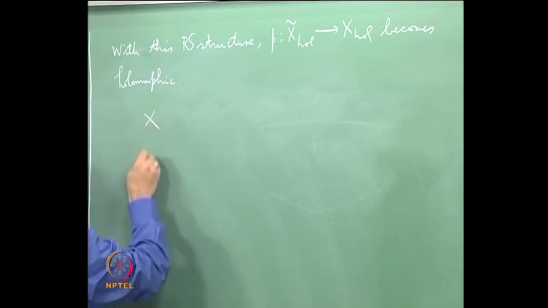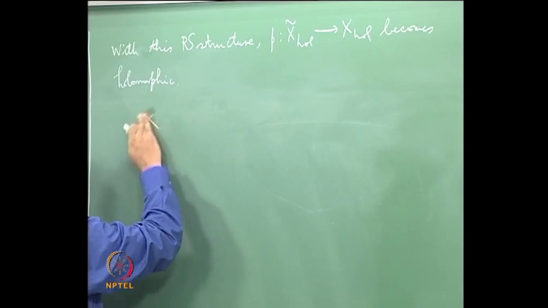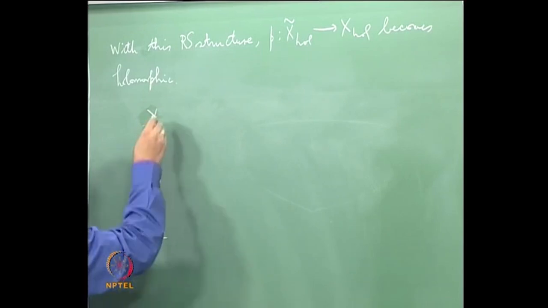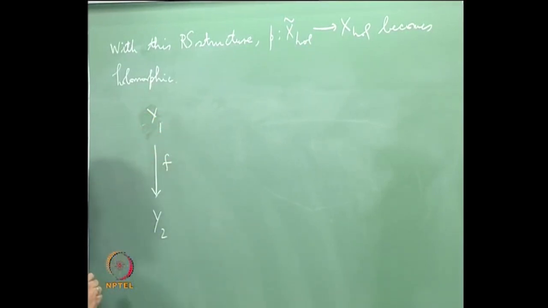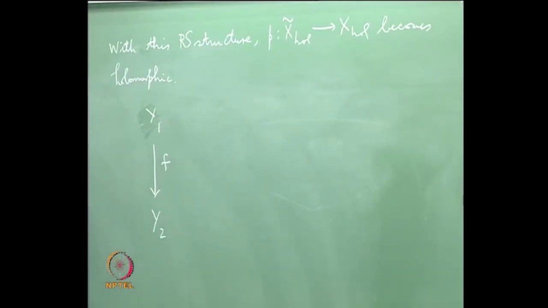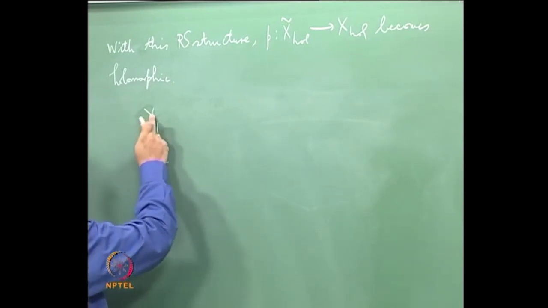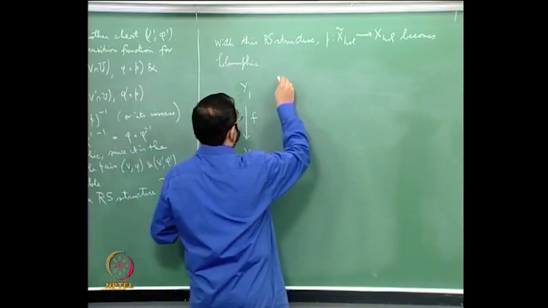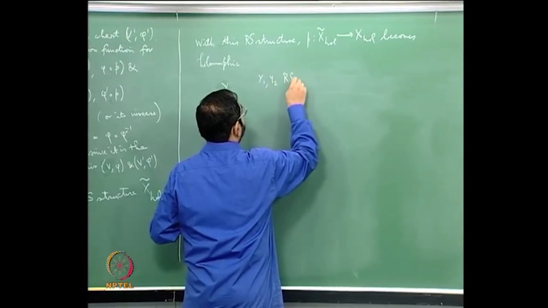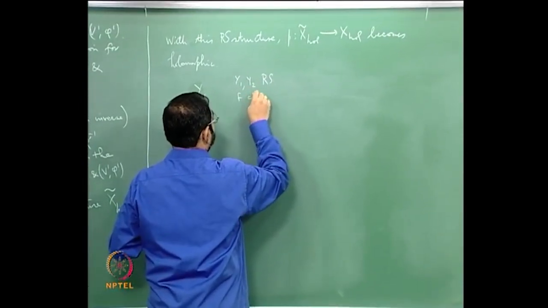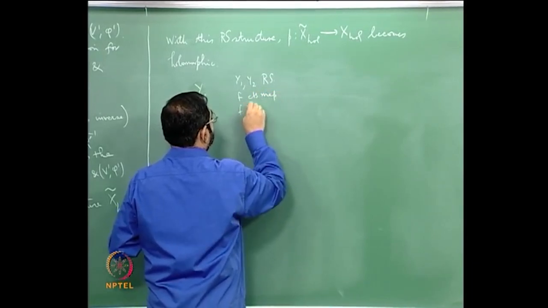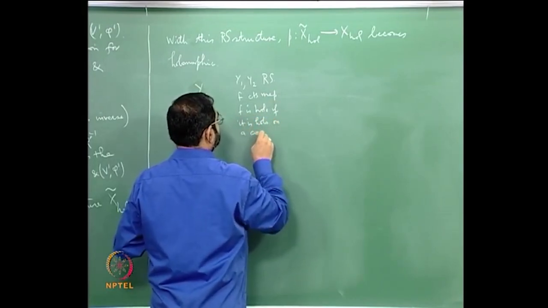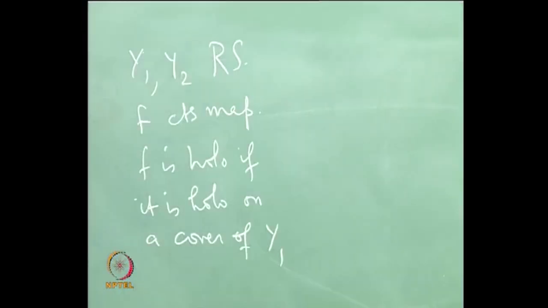You see, normally, if you give me, let me use y1 and y2. Suppose they are Riemann surfaces, and F is a map from y1 to y2. When do you say that F is holomorphic? The method is that you check F is holomorphic at each point. So first of all, F has to be continuous. So y1 comma y2 Riemann surfaces, F a continuous map. F is holomorphic if it is holomorphic on a cover of y1.